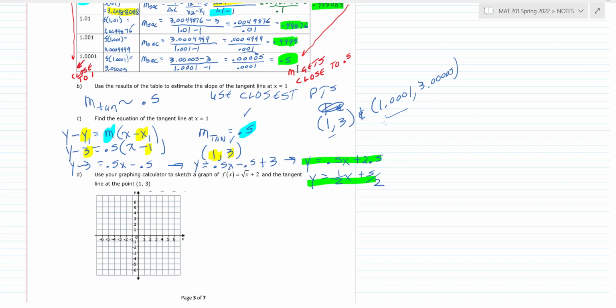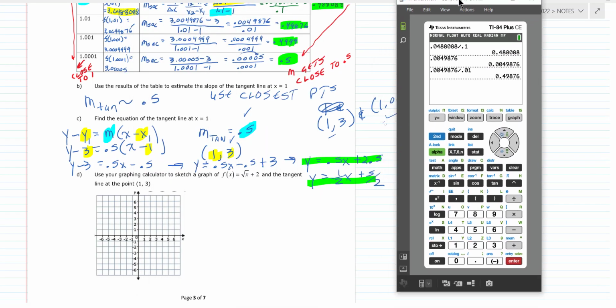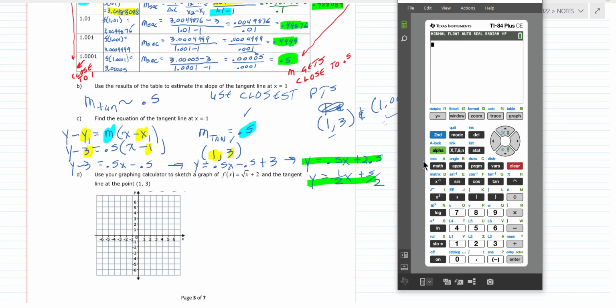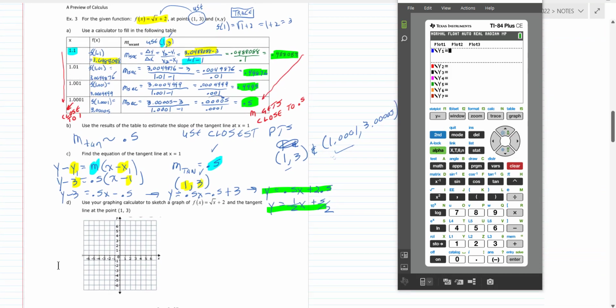Okay, last thing I want to do is go through and use our calculator to graph. So we're going to go ahead and graph the function, and we're also going to graph the tangent line. Okay, so I'm going to clear off. I'm going to go to y equals, and we'll put in square root of x plus 2. Okay, like that. And then we'll also do the tangent line.